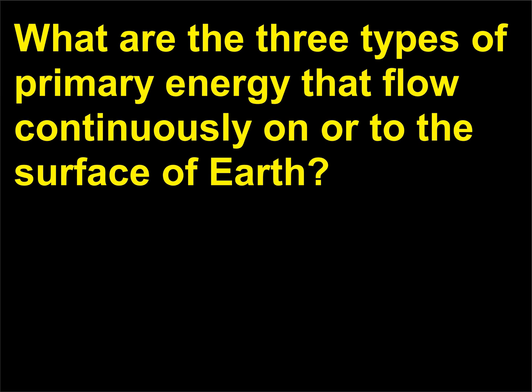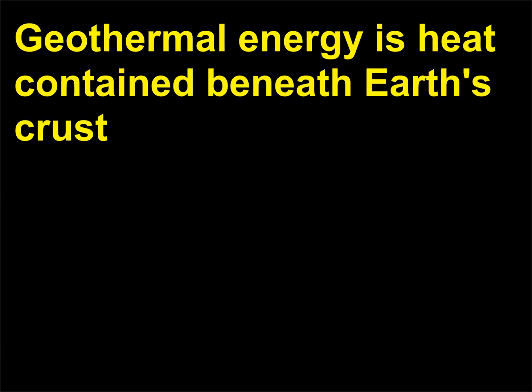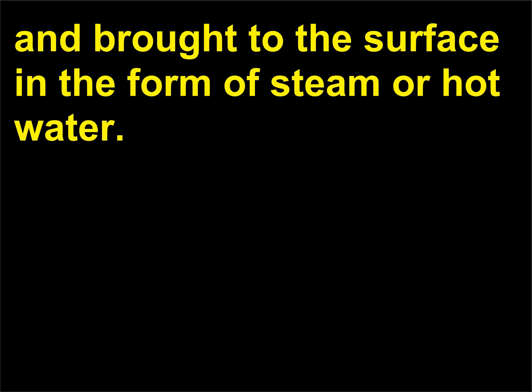What are the 3 types of primary energy that flow continuously on or to the surface of Earth? Geothermal energy is heat contained beneath Earth's crust and brought to the surface in the form of steam or hot water.